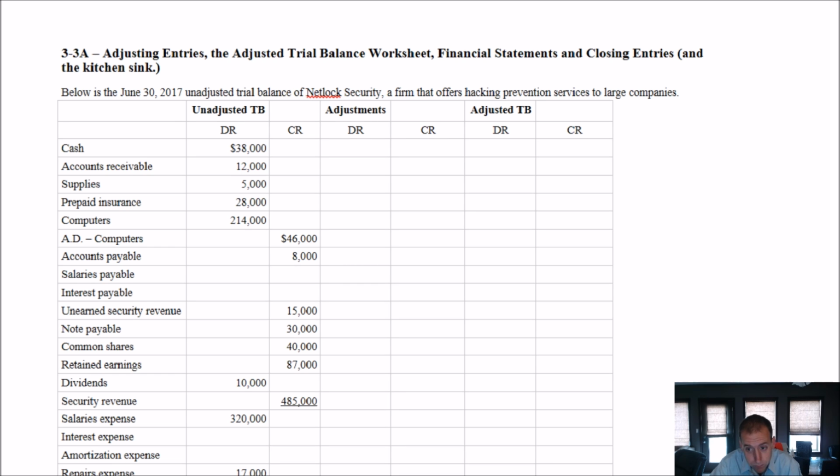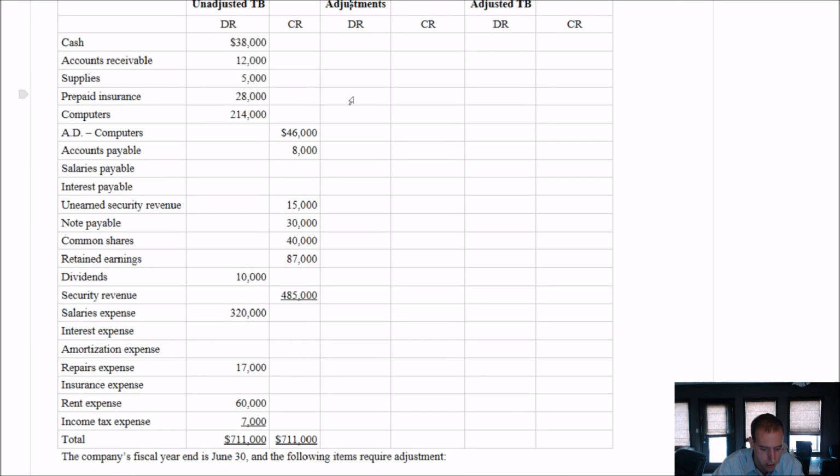Okay, let's get going. It says below is the June 30th, 2017 unadjusted trial balance of NetLock Security, a firm that offers hacking prevention services to large companies, and just a ton of accounts listed there. Big long list: cash, accounts receivable, supplies, prepaid insurance, computers, accumulated depreciation, computers. Nothing scary so far. Accounts payable, salaries payable. Okay, so that's something. Interest payable, unearned security revenue. I'll have to deal with that. Notes payable, common shares, retained earnings, dividends, security revenue, and a big long list of expenses. Nothing scaring me so far, and hopefully none of it scaring you so far.